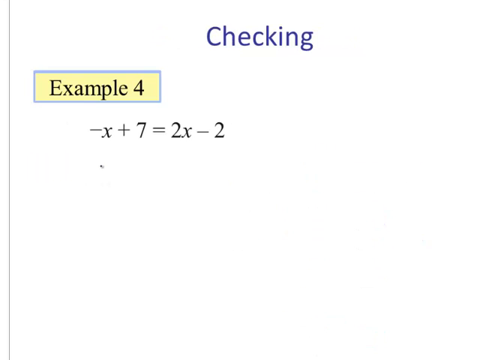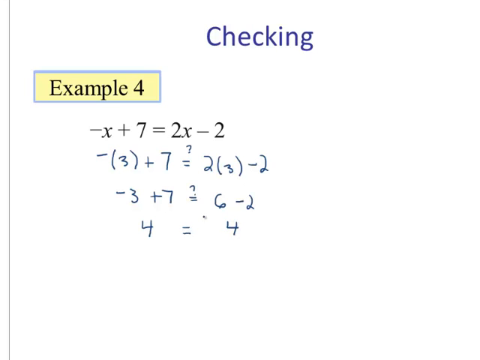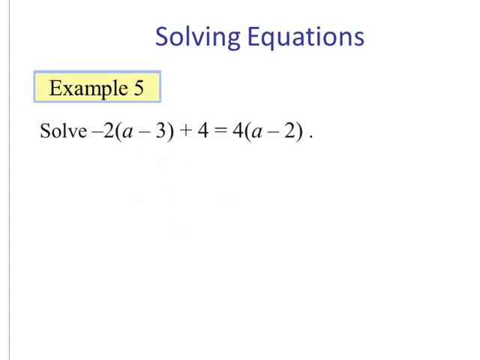To check it, everywhere we see an x, we're going to stick positive 3. And what we hope is the left hand side will equal the right hand side. Following the order of operations here, negative 1 times 3 is a negative 3, plus 7, which gives us 4. On this side we multiply first. We get 6 minus 2, and of course that's 4. So we have the left hand side equal to the right hand side. It is correct.